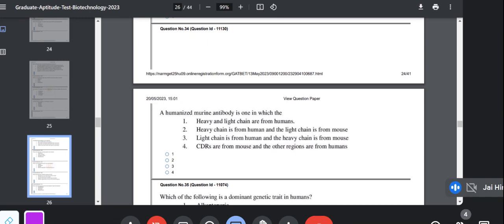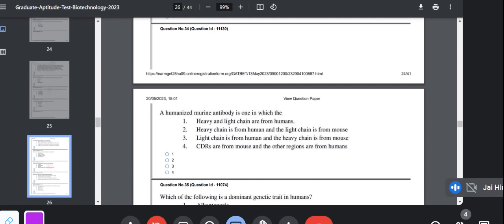Actually, a humanized murine antibody is kind of a human antibody, meaning it is not directly derived from the human. It is derived as a monoclonal antibody from another organism. For example, antibodies developed as cancer drugs are monoclonal antibodies found outside the human body. You are taking a drug for cancer, and it is not formed inside our body as an antibody. So that drug, that antibody, can target our cancer cells.